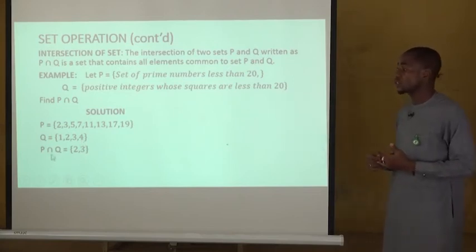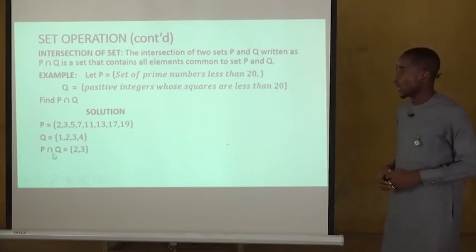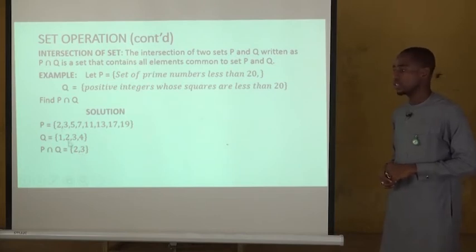P intersection Q are just the elements that you have in set P and you also have in set Q. Looking at set P, we have 2 in set P and we also have 2 in set Q. So therefore, 2 in set P is also in the intersection with 2 in Q. Then we also have 3 in set P and we also have 3 in set Q. So therefore, 2 and 3 are the only elements that appear in set P and also appear in set Q. Therefore, P intersection Q is the set of elements 2 and 3.